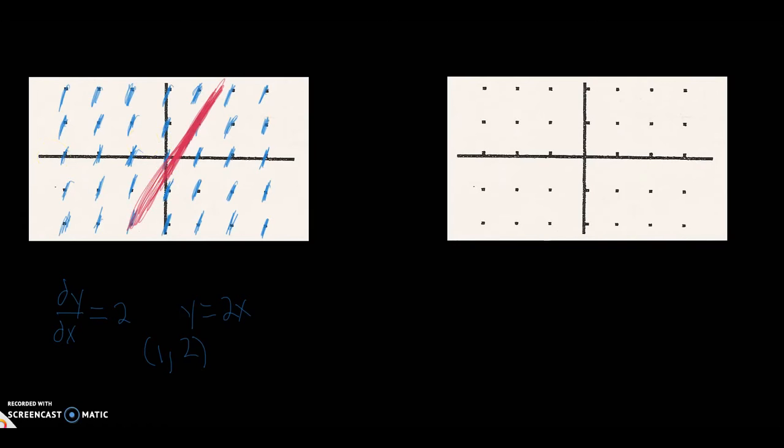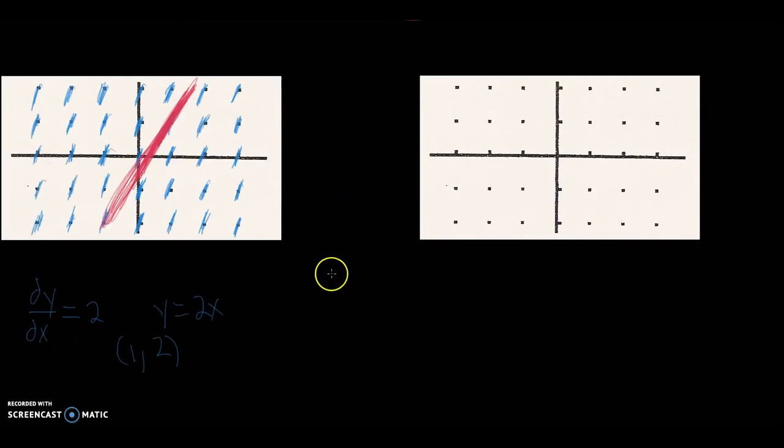Okay, let's move on to a different problem. Now let's say we have the following: dy over dx equals x plus 1. So now you're going to have to go to 0. The slope is always going to be 1 for all the x equals 0s, so we have to make sure these are parallel.